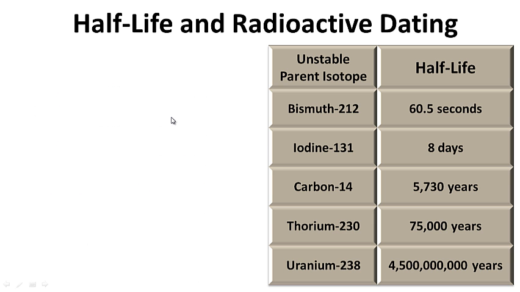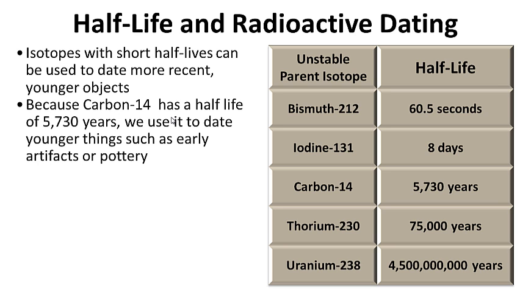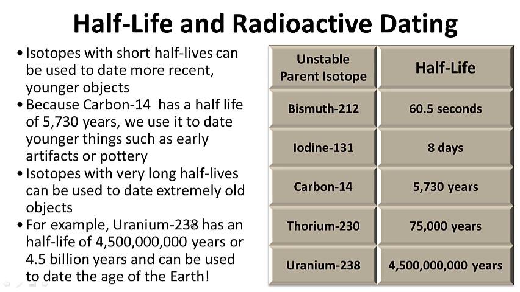One thing to note: isotopes with short half-lives can be used to date more recent, younger objects. Because carbon-14 has a half-life of 5,730 years, we use it to date younger things, such as early artifacts or pottery or young fossils. But isotopes with very long half-lives, like thorium-230 or uranium-238, can be used to date extremely old objects. For example, uranium-238 has a half-life of about 4.5 billion years and can be used to date the age of the Earth. Something very old.